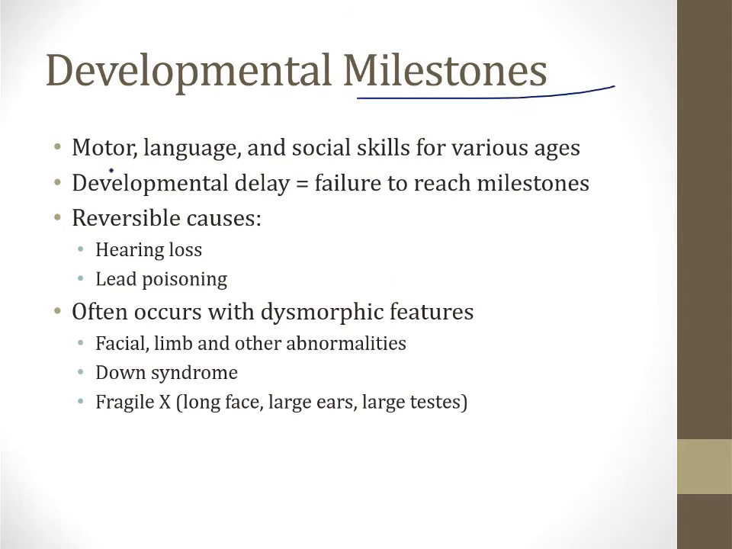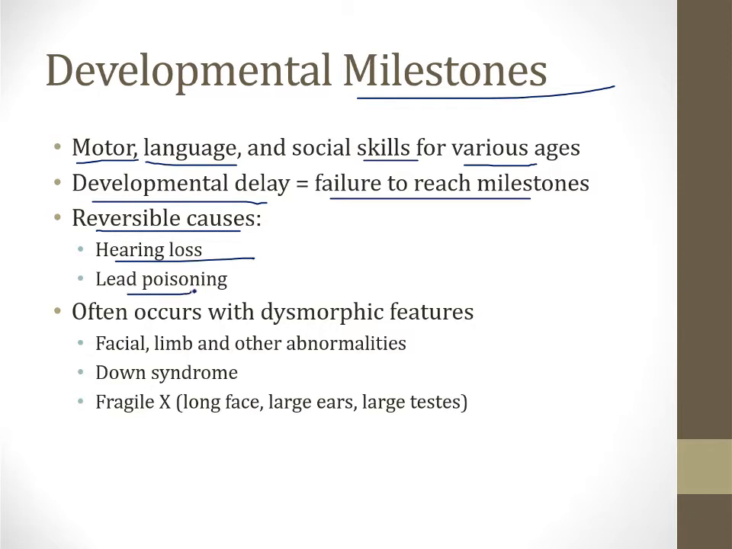Developmental milestones are motor, language, and social skills that children should acquire by a certain age. So, for example, by 2 years of age, there are certain motor functions and language functions that children should be able to do. By 4 years of age, there is another set of milestones. If a child fails to reach these milestones, meaning they're unable to do them by the age that most children can do them, this is called developmental delay. Developmental delay has a huge differential diagnosis, but a couple of things I'll point out is there are some reversible causes. For example, hearing loss or lead poisoning are potentially reversible causes of developmental delay.